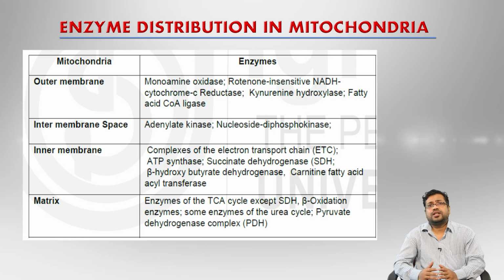The major enzyme distribution in mitochondria: the outer membrane has specific enzymes such as monoamine oxidase, rotenone insensitive NADH cytochrome C reductase, fatty acid coenzyme A ligase, and the intermembrane space has enzymes like adenylate kinase and nucleoside diphosphate kinase. The inner membrane has the ATP synthase enzymes, succinate dehydrogenase enzymes, and the protein complexes and channels. The matrix is a site of the TCA cycle. It is a major site of beta oxidation. Pyruvate dehydrogenase complex is present in the matrix. So these are the enzymes present in different sites of the mitochondrial structure.